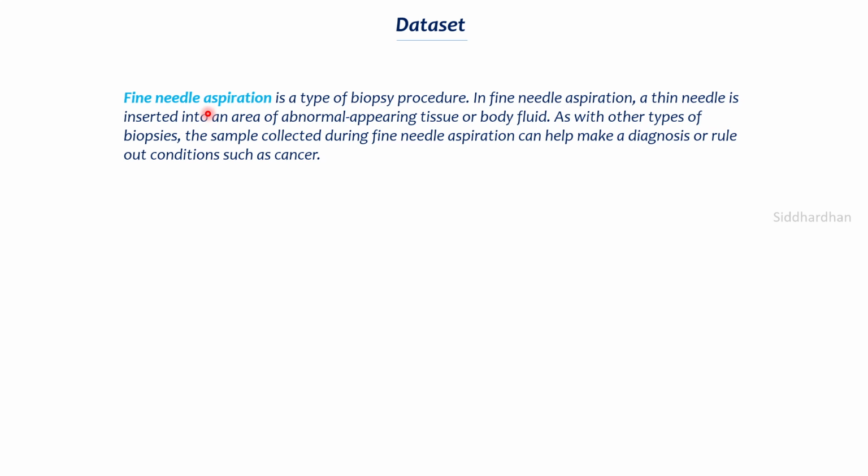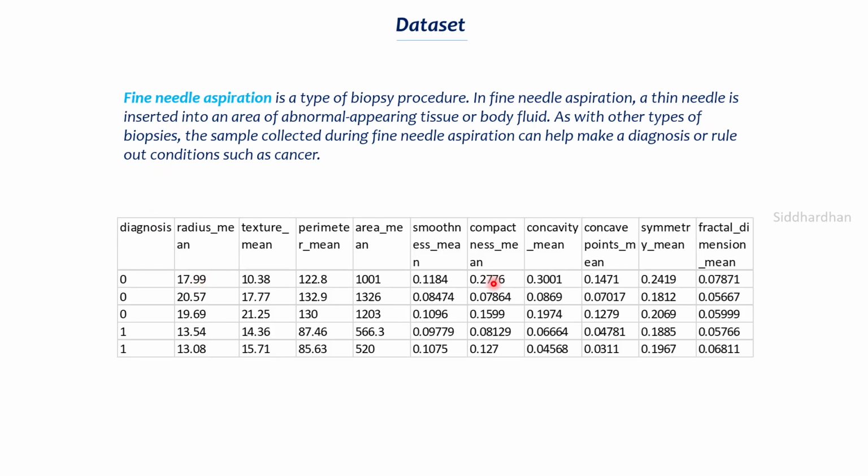The data that we have is derived from this test called fine needle aspiration, which is the standard procedure to find whether a particular tumor is benign or malignant. The data set looks something like this. We have the diagnosis here: 0 represents a person with a malignant tumor and 1 represents that the tumor is benign, so there is nothing to worry about. We are going to classify these tumors as benign or malignant. We have measurements like radius, texture, perimeter, area, smoothness, etc. These are the properties of the cells. As we have told, you can read this definition: fine needle aspiration is a type of biopsy procedure.